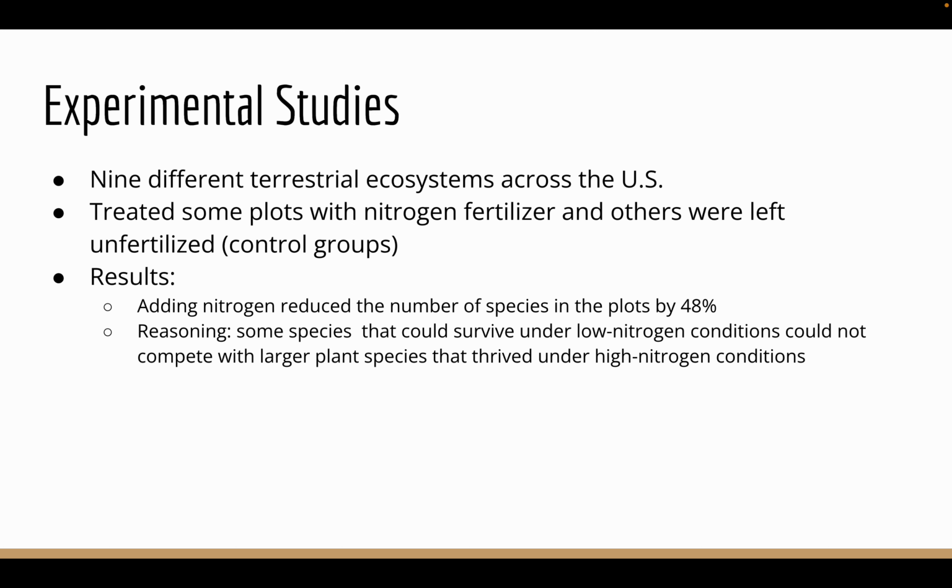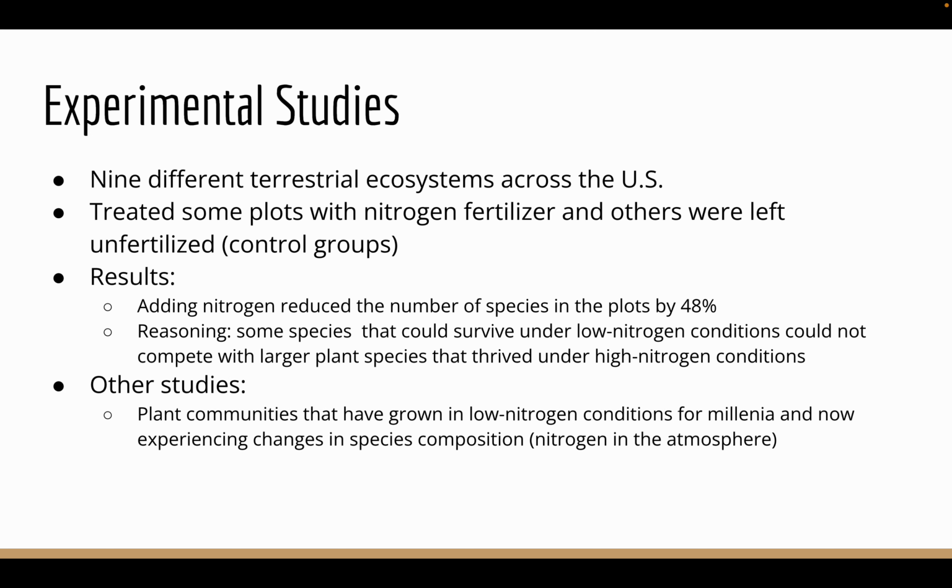So once you introduced a factor that favored certain species, especially ones that grow larger and faster, the ones that could grow when there was lower nitrogen and a little more competition were now being basically killed off within those small little plots. Other studies have found significance in terms of nitrogen content in the ecosystem. Plant communities that have grown in low nitrogen conditions for millennia are now experiencing changes in species composition because of nitrogen in the atmosphere. This has also favored colonization by new species better adapted to the fertile soil.